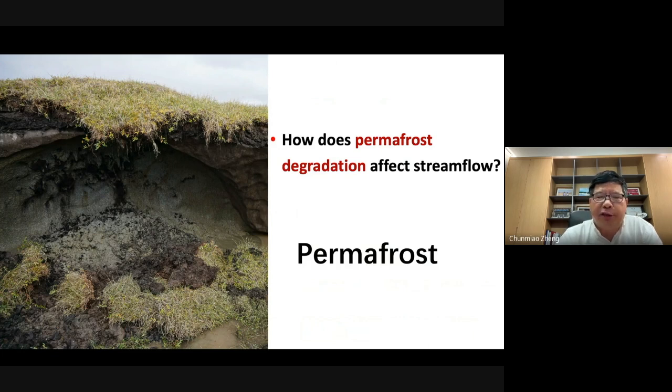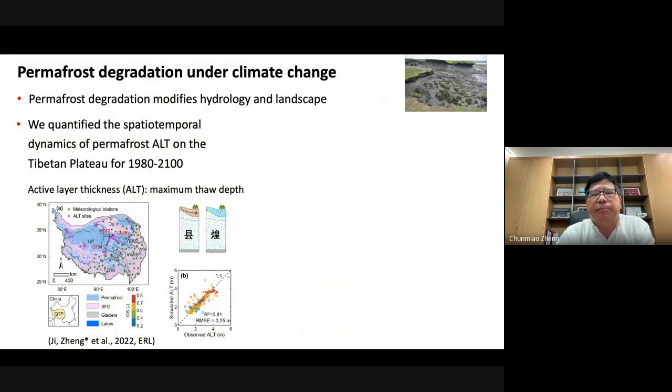And the permafrost is another thing. Permafrost contains a lot of solid water underground, and it is thawing very quickly. So how does this permafrost degradation and thawing impact stream flow and the ecosystem? That's another thing we've been studying. Permafrost degradation changes hydrology and landscape.